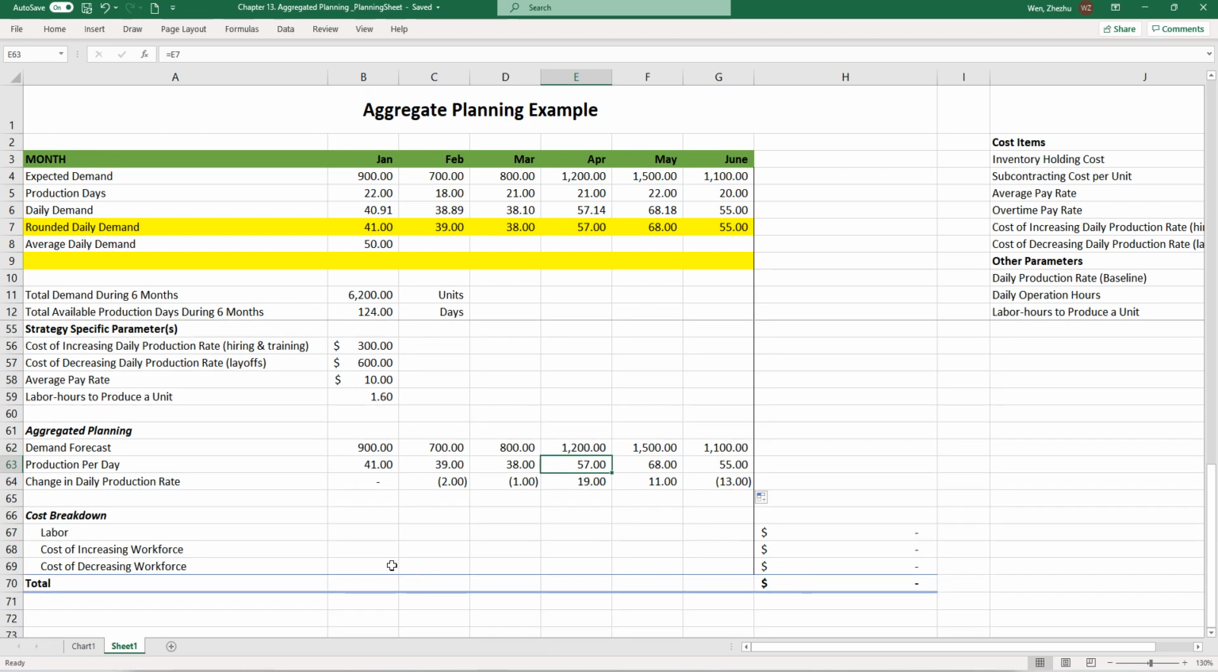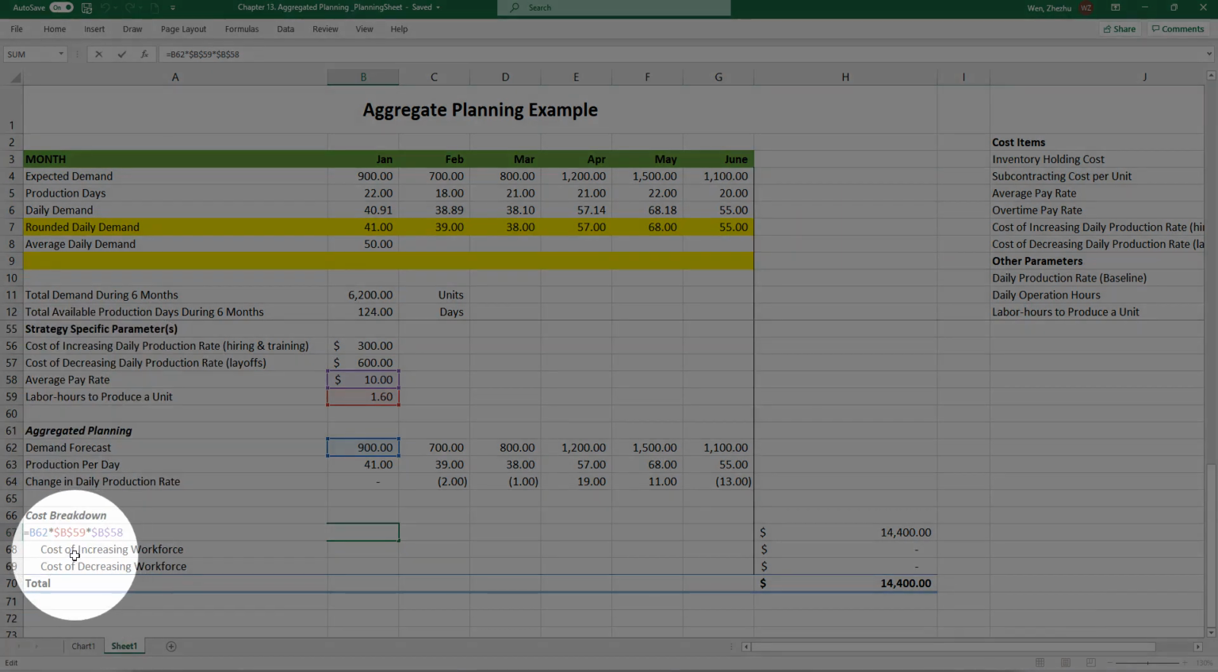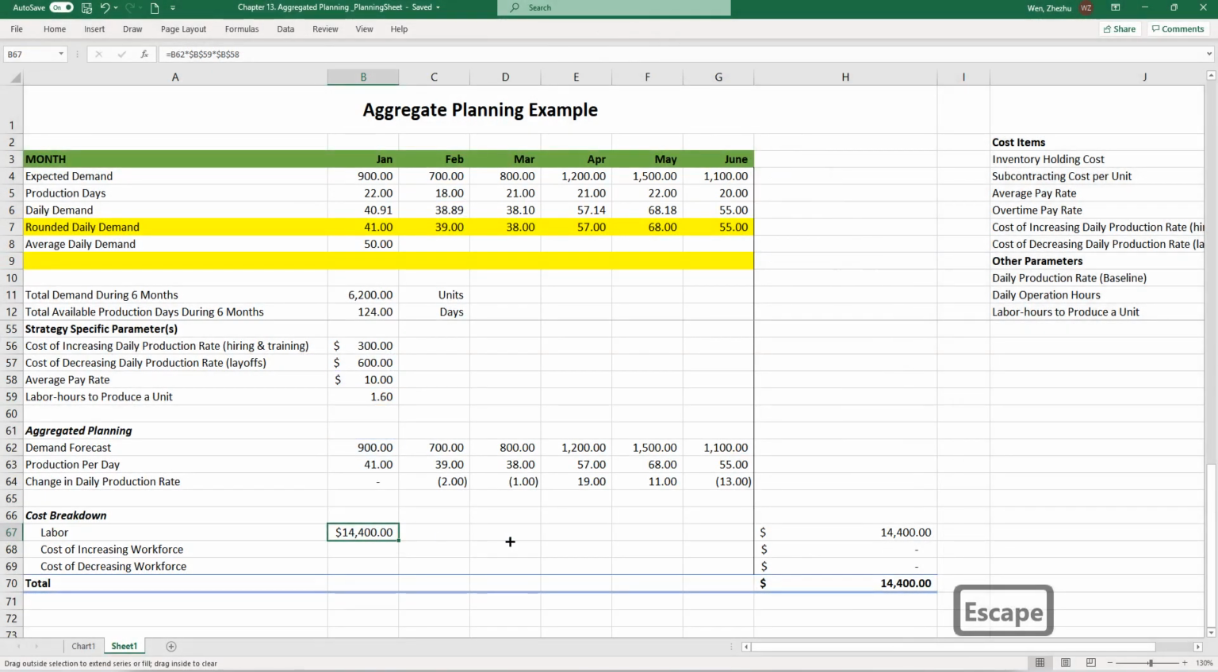Okay, so in this case, our cost structure is labor. What is labor? Labor is quantity. This is our quantity in this case. Okay, times 1.6 times 10 per hour. Also do absolute referencing. Okay, in case you're wondering, here it is. Okay, and then I'm going to drag it to fill.